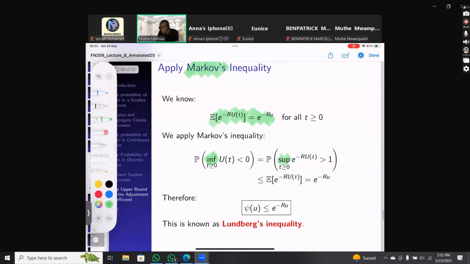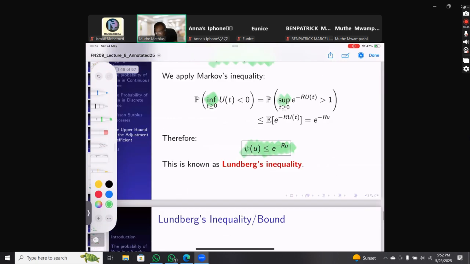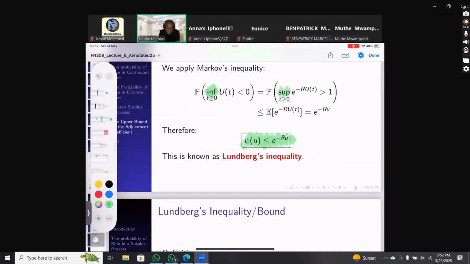So anyway, I will not cover this part here, but at the end of the day, we're going to end up with this probability here. So this probability is what we call the upper bound for the probability of ruin, because if you remember, this is the symbol for ultimate ruin, right? So ultimate ruin, of course, can be estimated from this Markov inequality, and then we end up with this one here. So this is what we call the Lundberg inequality.